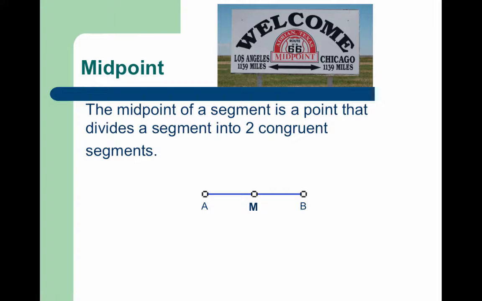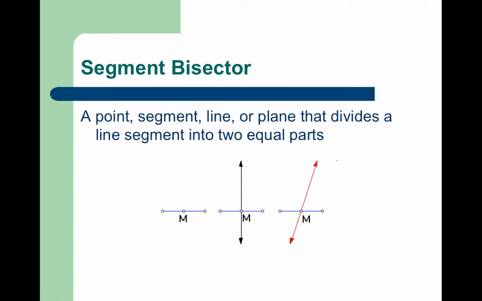The midpoint of a segment is a point that divides a segment into two congruent segments. We mark congruent segments by putting dashes along the different segments. That denotes that they're the same length. A segment bisector is a point, segment, or line that divides a line segment into two equal parts.